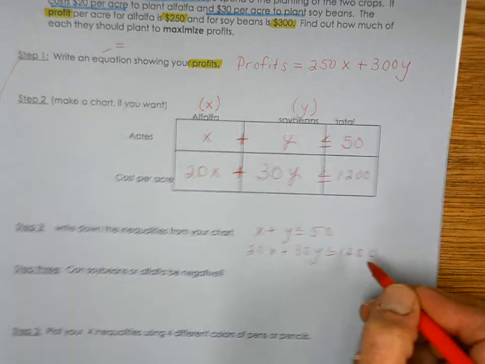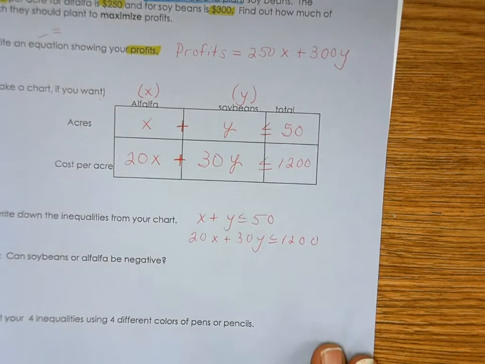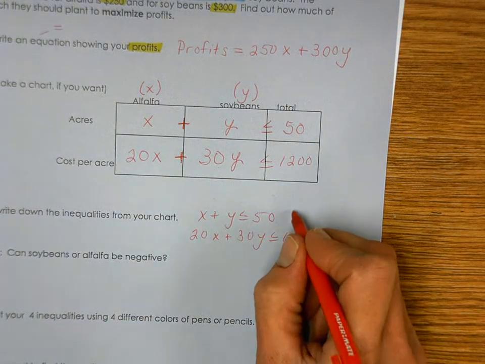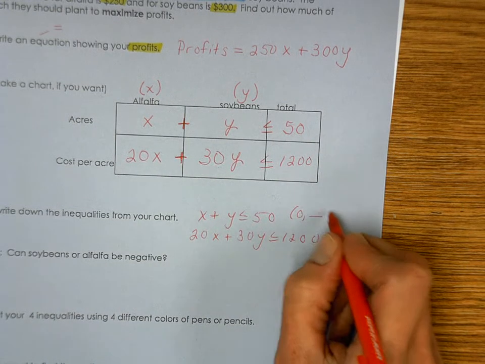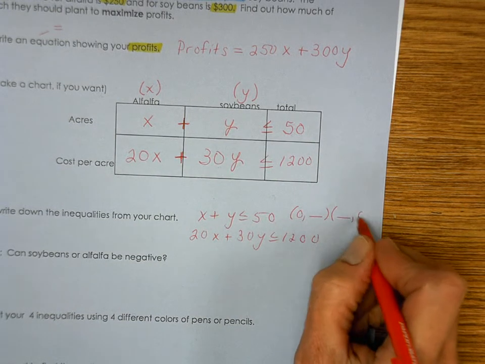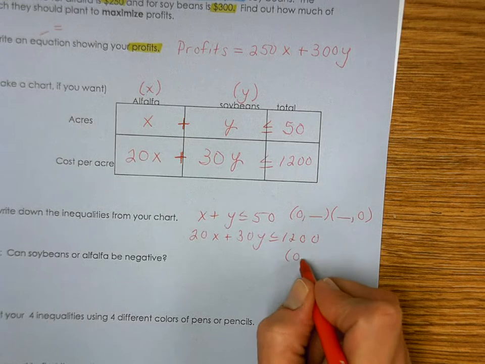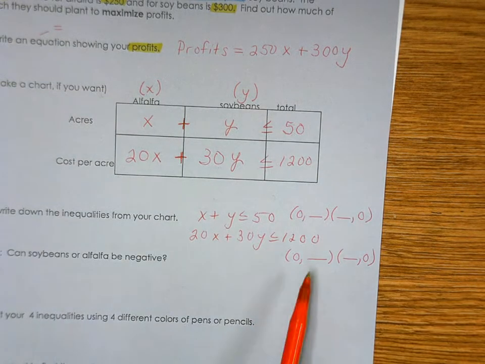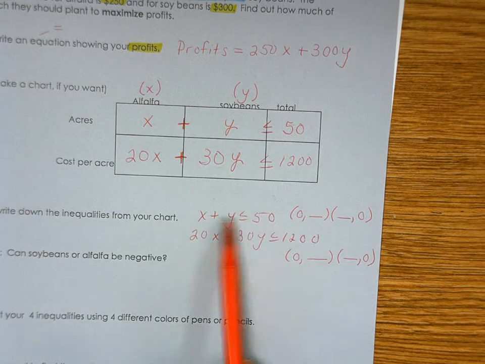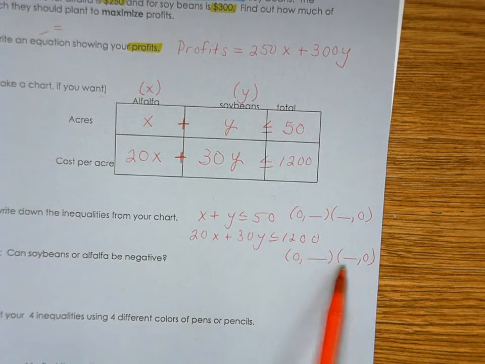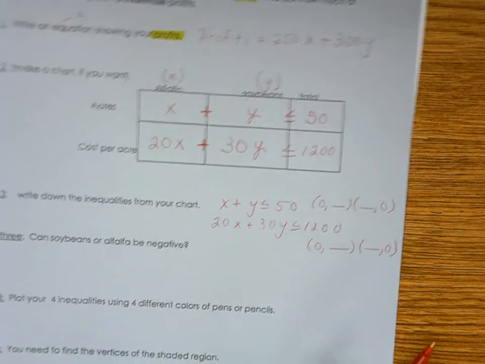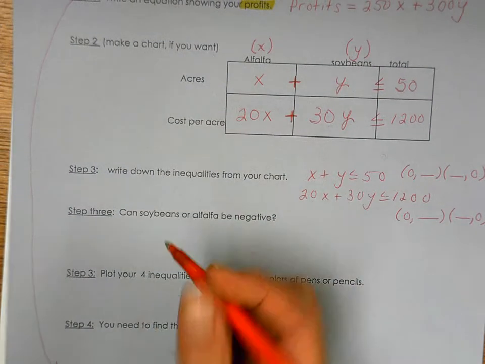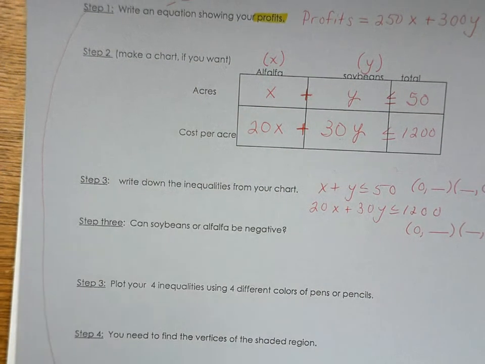Okay, now what you're going to end up doing is plotting these. Just remember the quickest way to plot something that's in standard form: do the cover-up method, and you want to find your intercepts. So you're going to have 2 points for this one, 2 points for this one. Okay, and then do your shading. Oh, look at this. I have 3 step 3s.